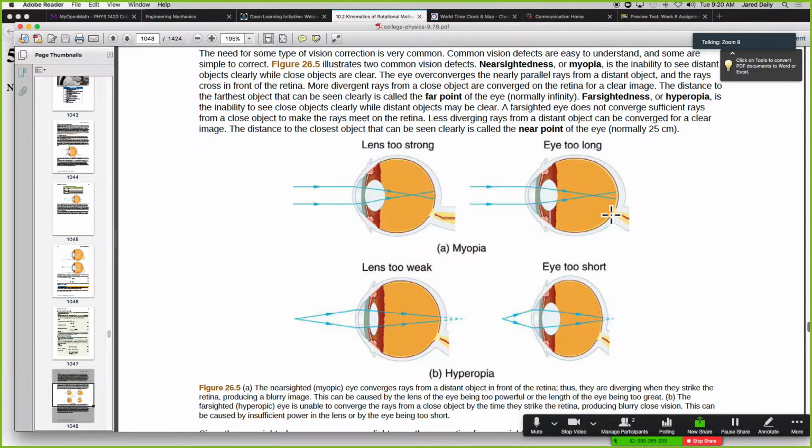This is one of the most common genetic defects in the human race, actually. There are very few defects that are more common than this. The eyes are just a little bit too long, and so instead of focusing on the retina, they focus in front of the retina. And this is okay as long as you're looking at things that are fairly close to you, for most people, within a meter.